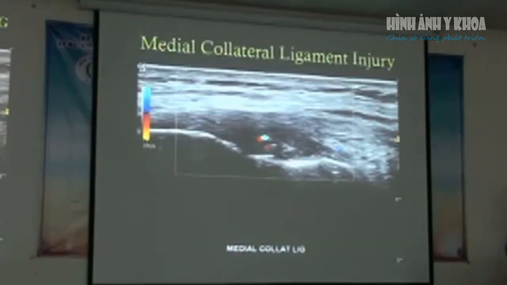So the medial collateral ligament is most commonly injured when playing sport. And most of the tears occur in this more proximal location.